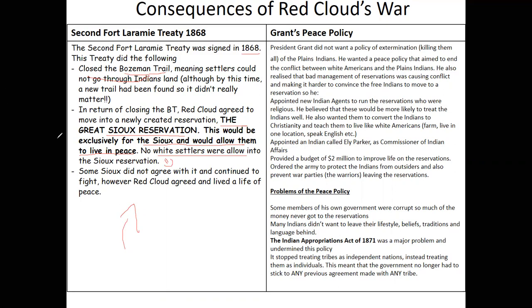You could argue that the Second Fort Laramie Treaty led to further conflict, as some Sioux did not agree with it. However, Red Cloud agreed, and he went on and lived a life very much of peace after agreeing to the Second Fort Laramie Treaty.